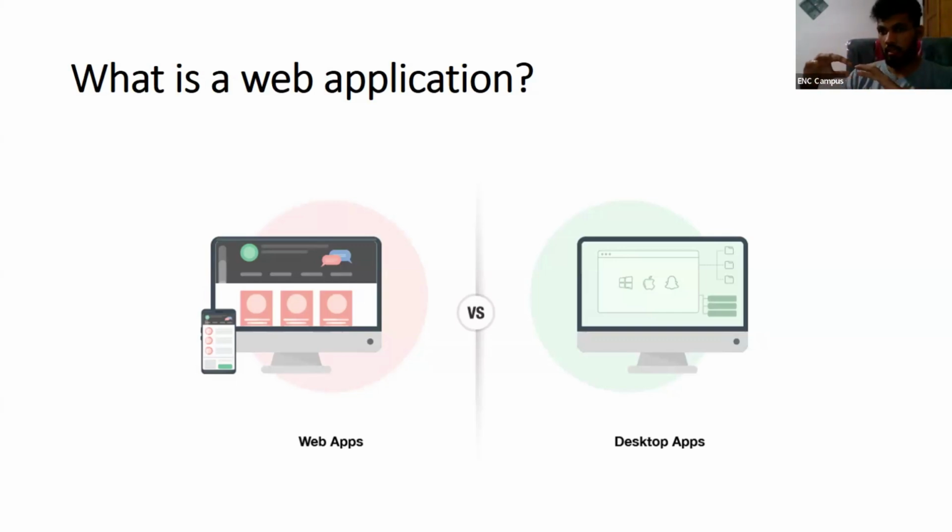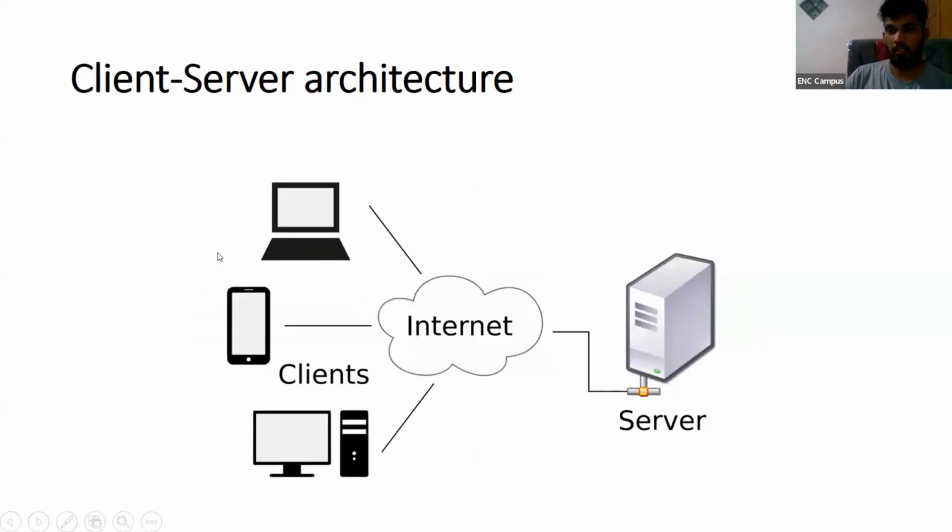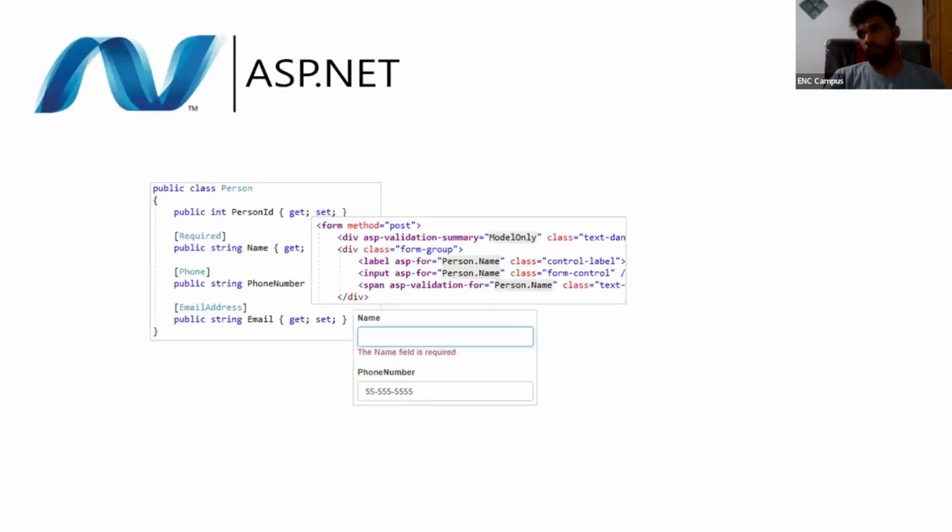So as a client, using our browser, we browse to and access that remote server, right? In that case, we are the clients, and the server is serving us the content. That's why we call it a server, right? So in a web application, there is a client-server architecture. The server response comes as HTML, CSS, and JavaScript. Using ASP.NET, we can create web applications.